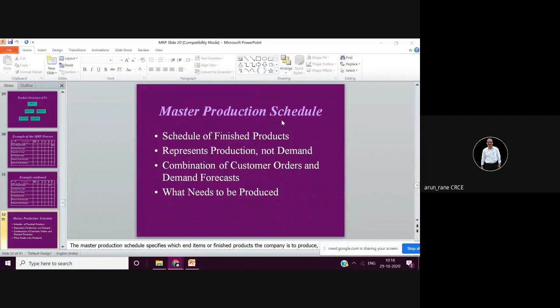So the master production schedule gives you the schedule of finished products. It gives the actual production, and it is a trade-off between your customer orders and demand forecast. So the MPS is prepared annually, then quarterly, then monthly, and then weekly.